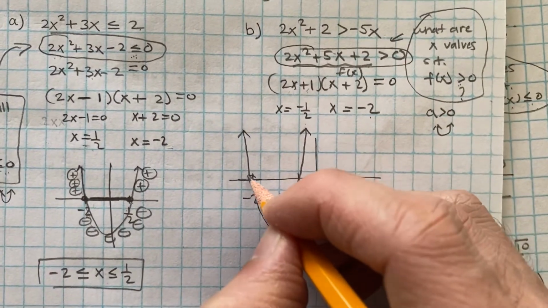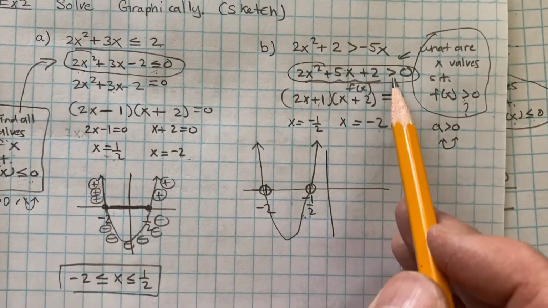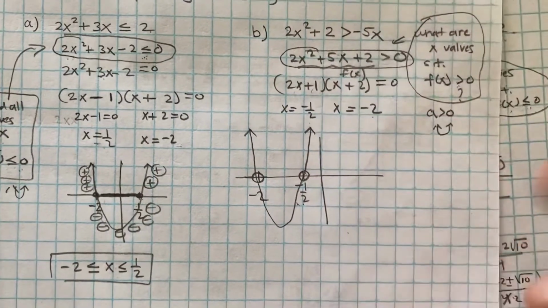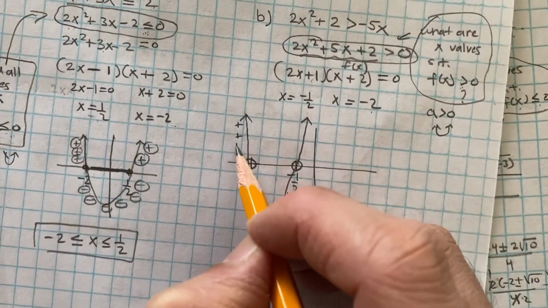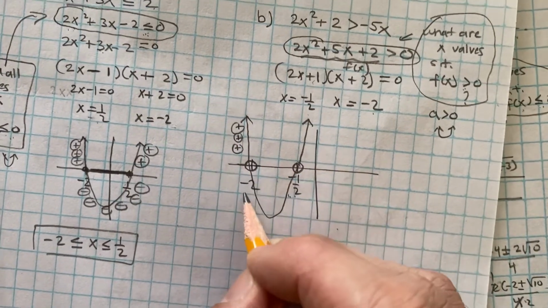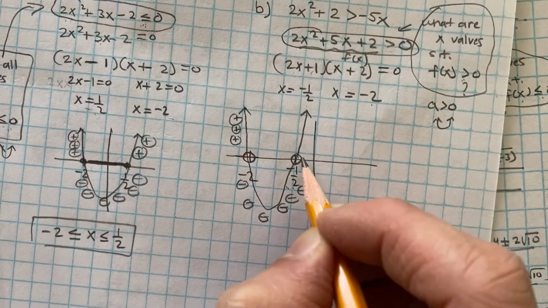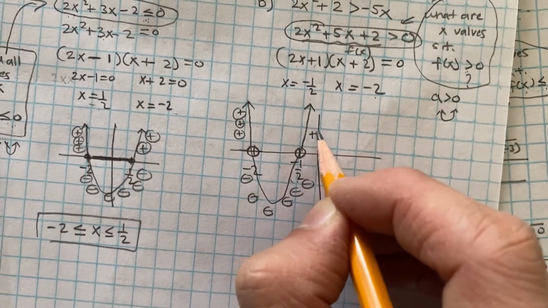This time at negative 2 and negative 1/2, it's an open circle. Why? Because there's no equal sign here, okay? So it's an open circle. And I just look at my graph. The y value is positive here. The y value is negative here, until it goes past negative 1/2. To the right of negative 1/2, the y value is going to be positive.